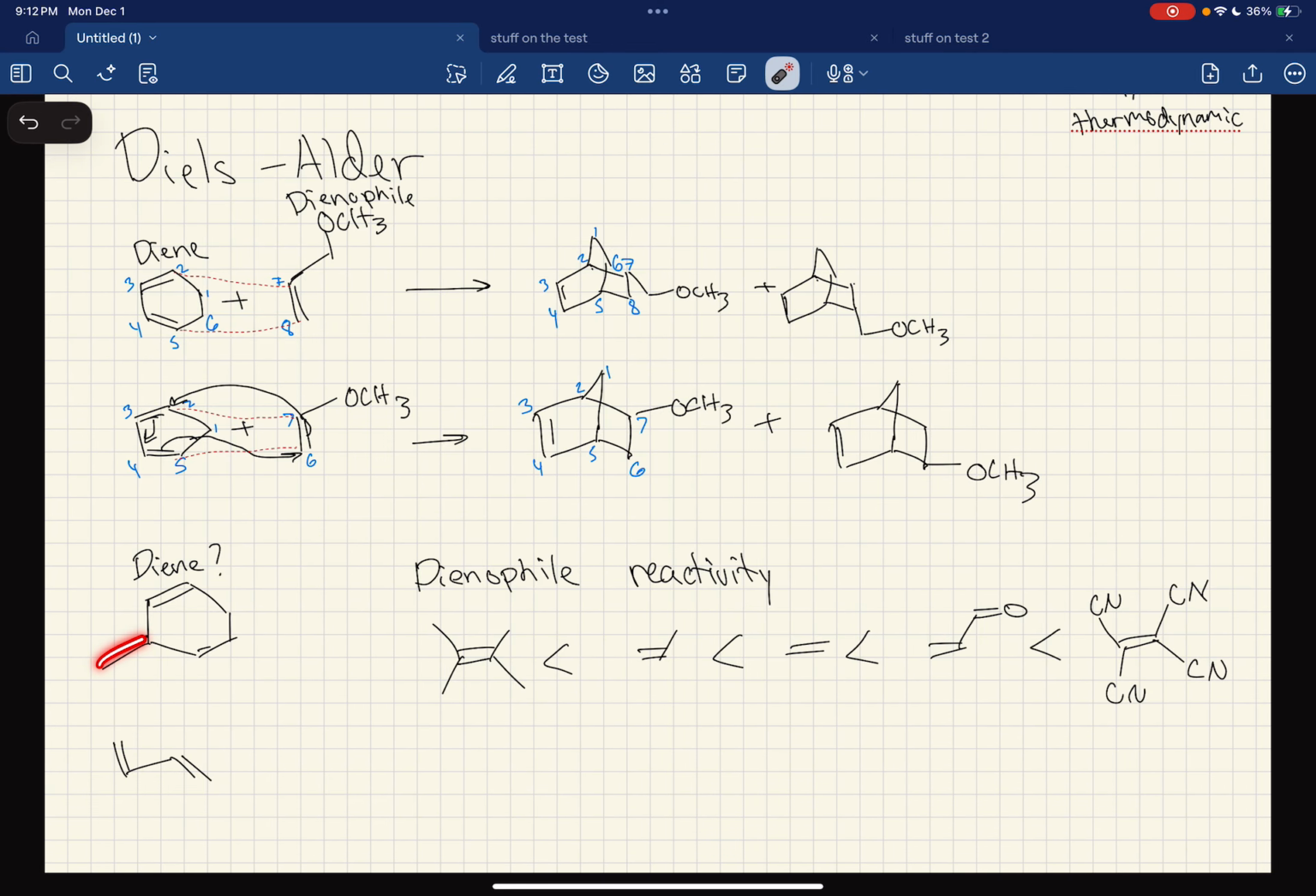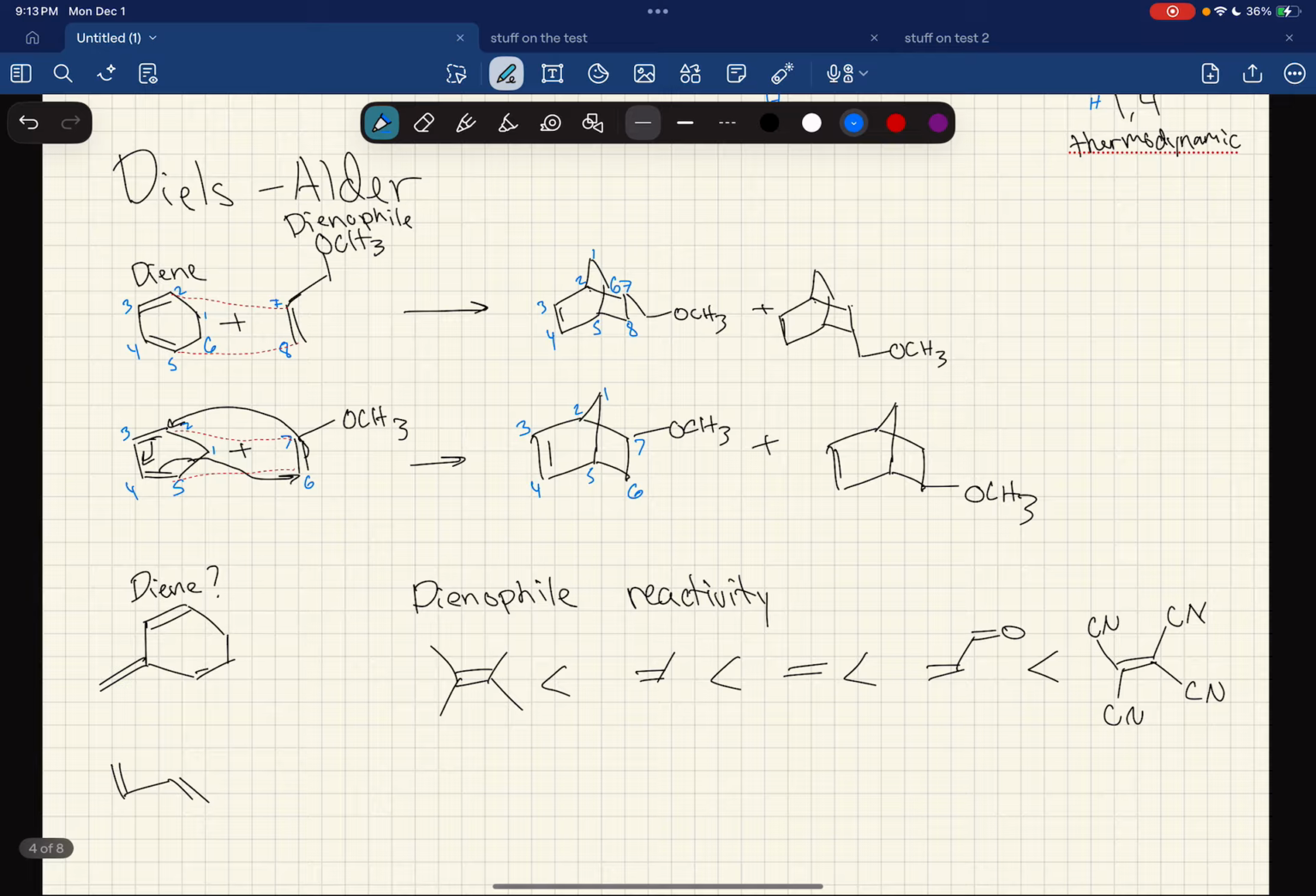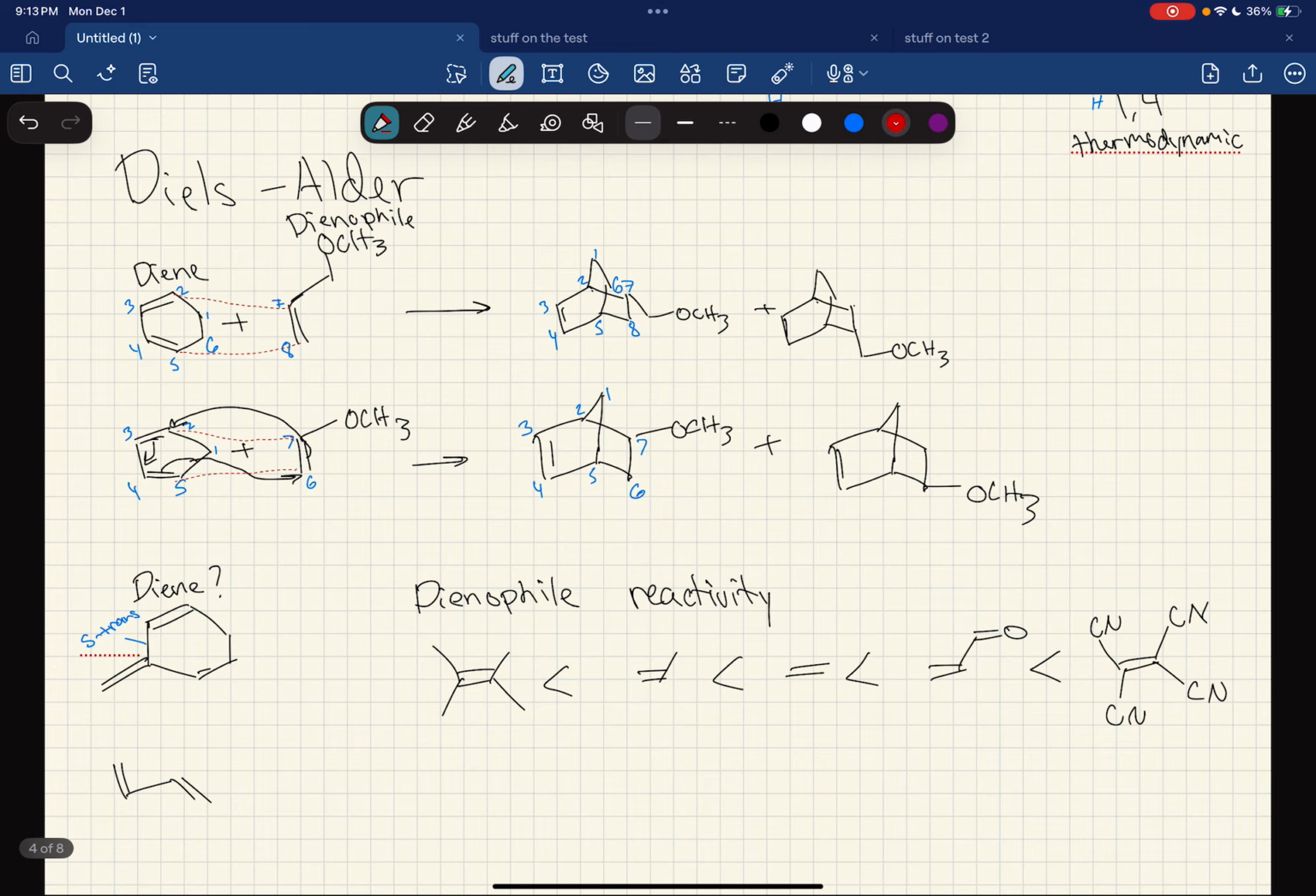So this is a diene, it has 2 double bonds. And first thing you know, they have to be conjugated. It has to be a 1,3 diene. Second thing, it has to be cis. So these are cis to each other. This one is S trans. So because of that, that will not work.